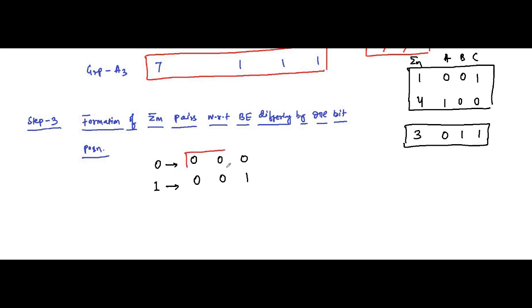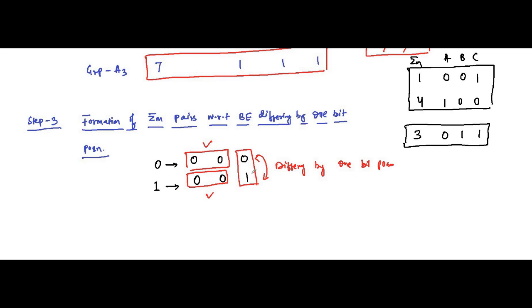Here it is 0 0, here also it is 0 0, it is the same up to these two bit positions. But here at this bit, the LSB, it is differing by 1 bit. Here it is 0, here it is 1. Here at the last bit, they are differing by 1 bit position.